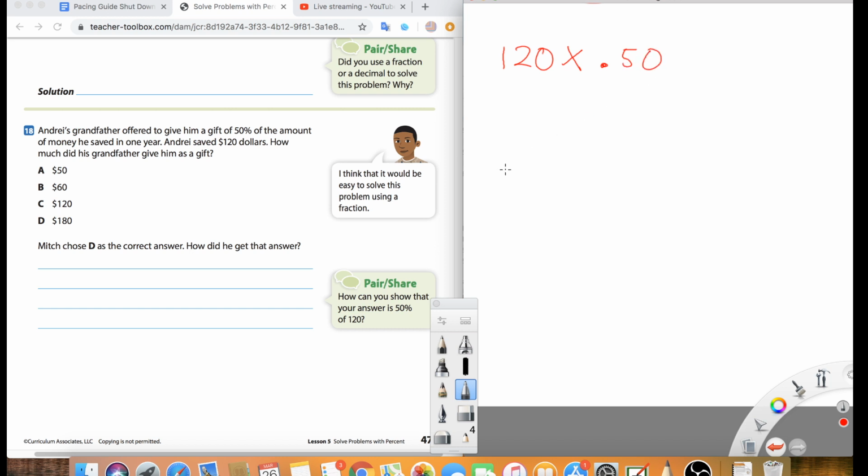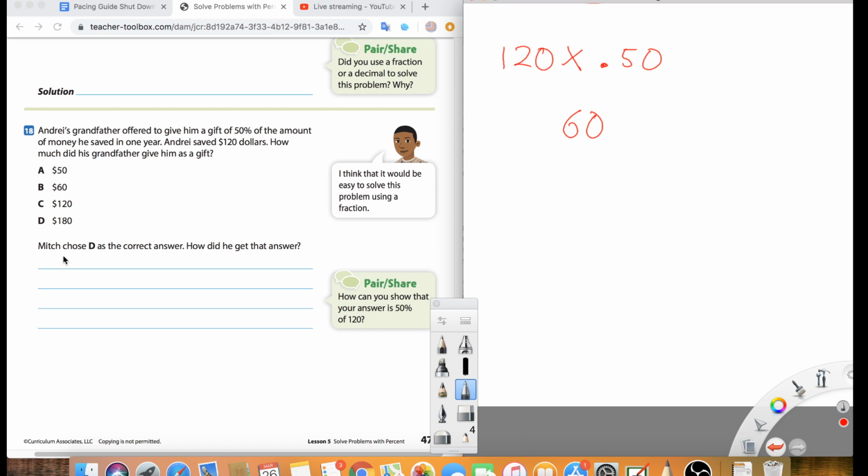But again, I'll give you an example on how to do this. Well, no, I can do this one with you guys. That's fine. So when I take 120 and multiply it by 50%, which is 0.50, which is 1/2, I get 60. That means that his grandfather would give him $60.